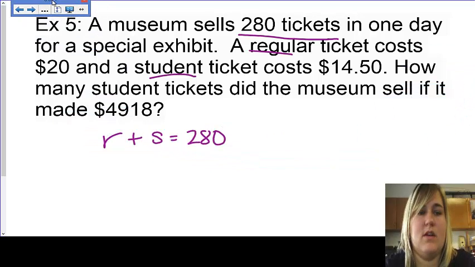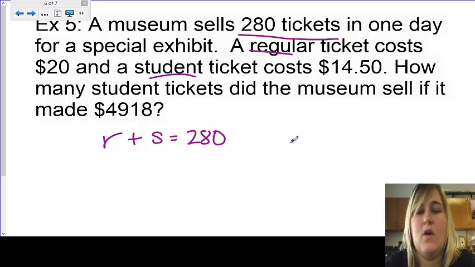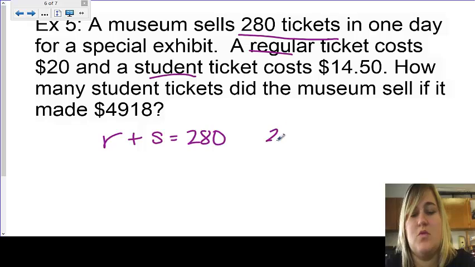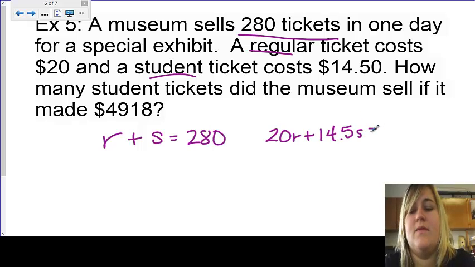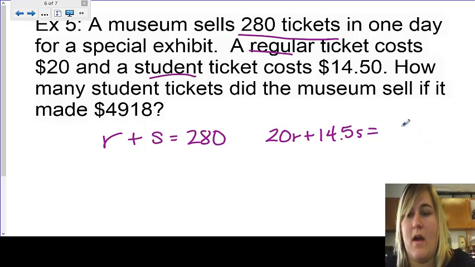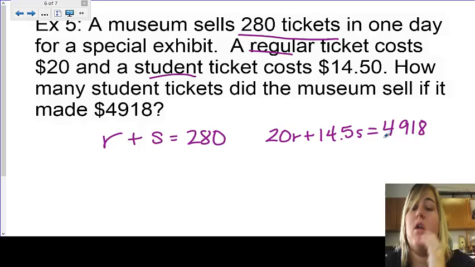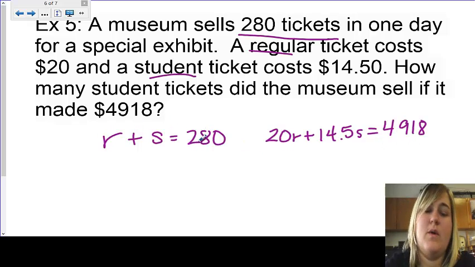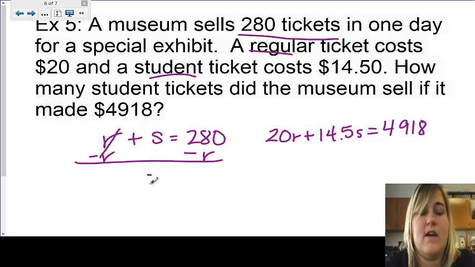Then, move this somewhere where I don't need it, there we go. And then I know that a regular ticket was $20, so I'm going to put 20R plus 14.5S is equal to the amount that they made, which is $4,918. So what I want to do is get a variable by itself, and I hope that you can very quickly see that this is the one that's going to be easier. So I'm just going to get S by itself by subtracting R on both sides. So I have S is equal to 280 minus R.